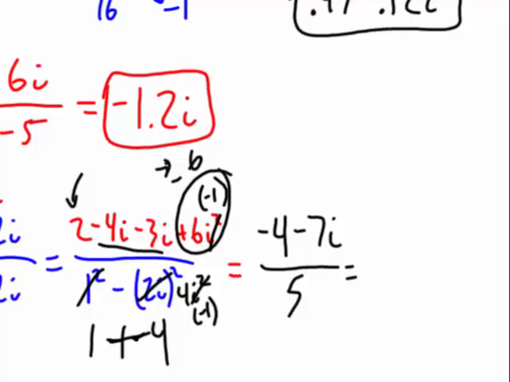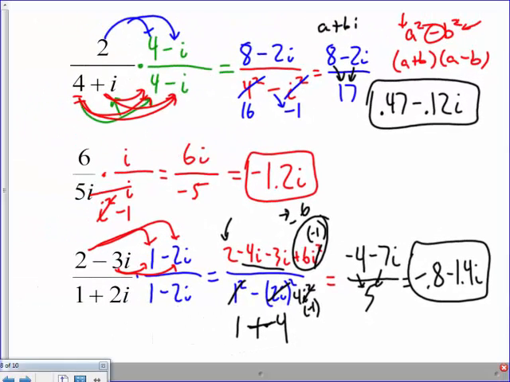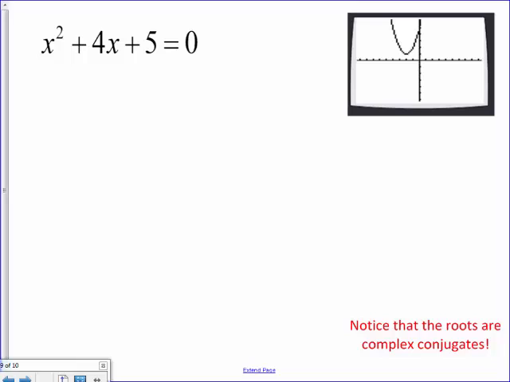And then we'll simplify, right? Divide both these guys. So I got negative 0.8 minus 1.4i, just like that. All right, I always write in that form a plus bi. Okay, well, where these come into play are our quadratics when there are no solutions.